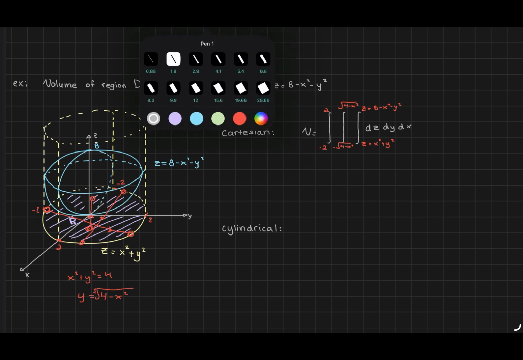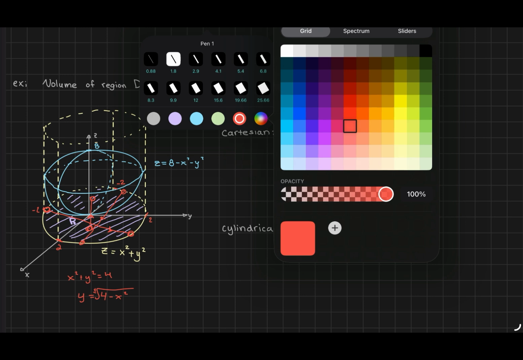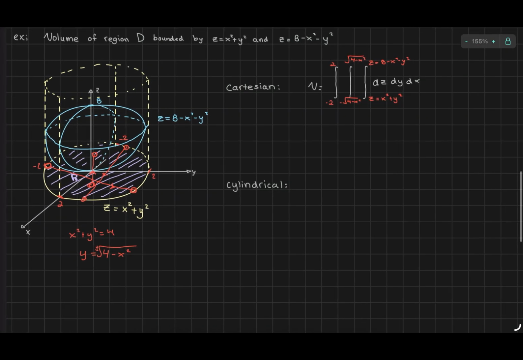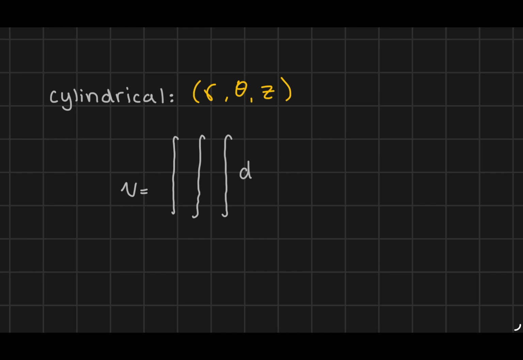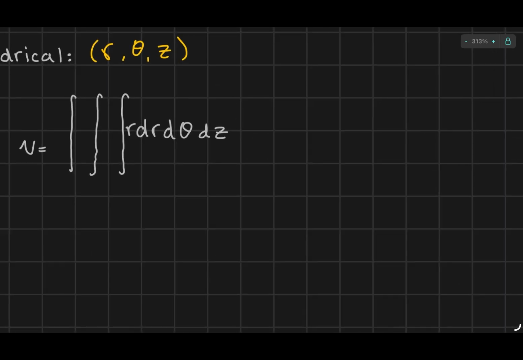I'm going to have to change my color on this one. Let's see, what color do we do? I'll do an orange. Okay. Well, cylindrical, we know our cylindrical is r, theta, z. So then how are we going to do the volume here? Well, the volume is equal to some triple iterated integral of dr, d theta, dz. Switching the order there, I guess. Maybe I shouldn't have done it that order. r dz dr d theta.